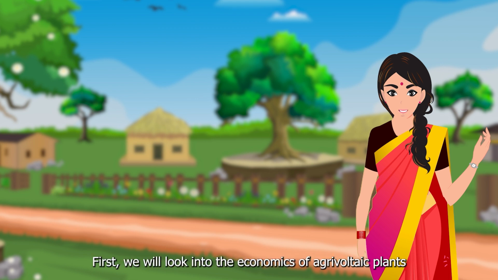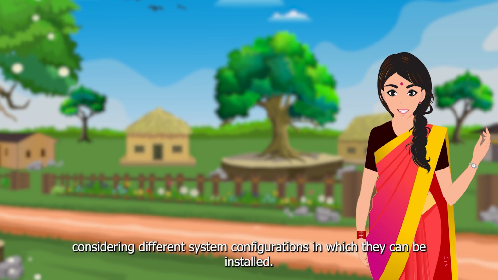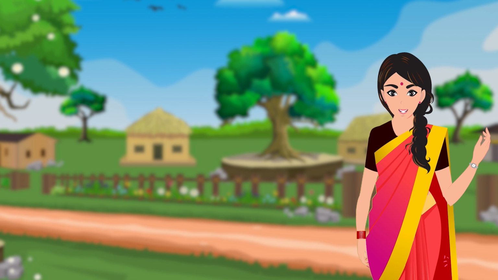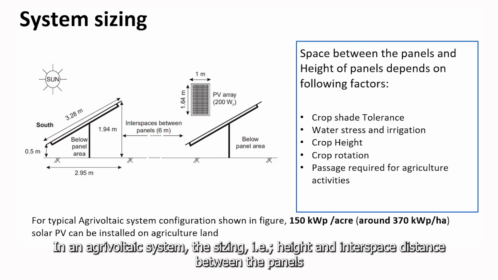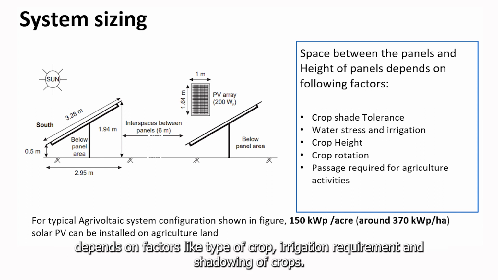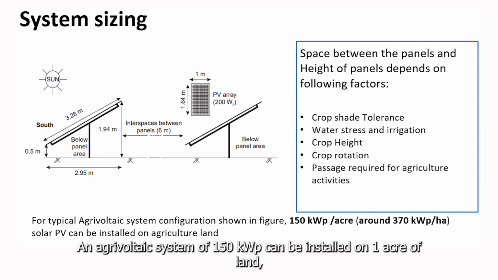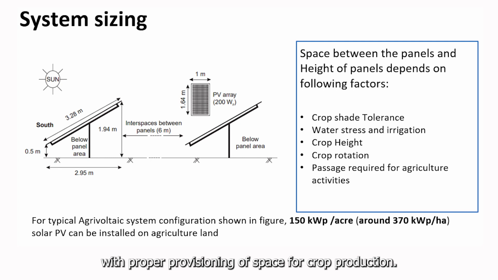Economics of installing agrivoltaics. First, we will look into the economics of agrivoltaic plants, considering different system configurations in which they can be installed. In an agrivoltaic system, the sizing, that is, the height and interspace distance between the panels, depends on factors like type of crop, irrigation requirement, and shadowing of crops.